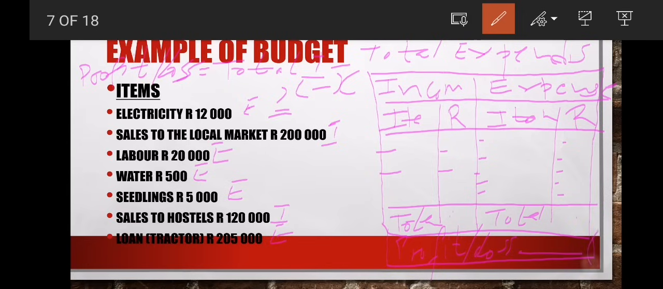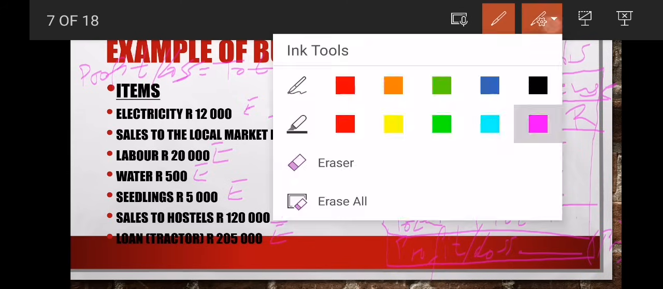You can even put in brackets. If it's a profit, you say in brackets profit. If it's a loss, you say in brackets loss. It will be a profit if the income is more than the expenses. It will be a loss if the expenses are more than the income. But when you punch your calculator using this formula, if it comes with a negative sign, it means it's a loss. But if it comes with a positive sign, it means it's a profit. That's how we have to do it, good people.